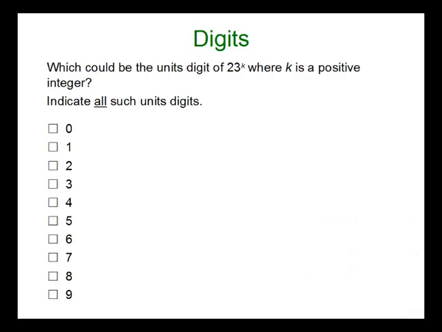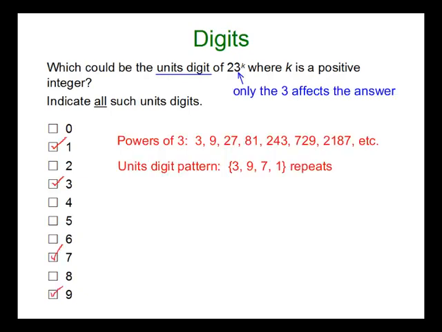All right, fun problem. You could do in your calculator 23, and then 23 times 23, and then times 23 again, and then times 23 again to see the powers of 23. And you'd be on the lookout for that units digit pattern. And you'd get there. But a shortcut is that only the 3 affects the answer.